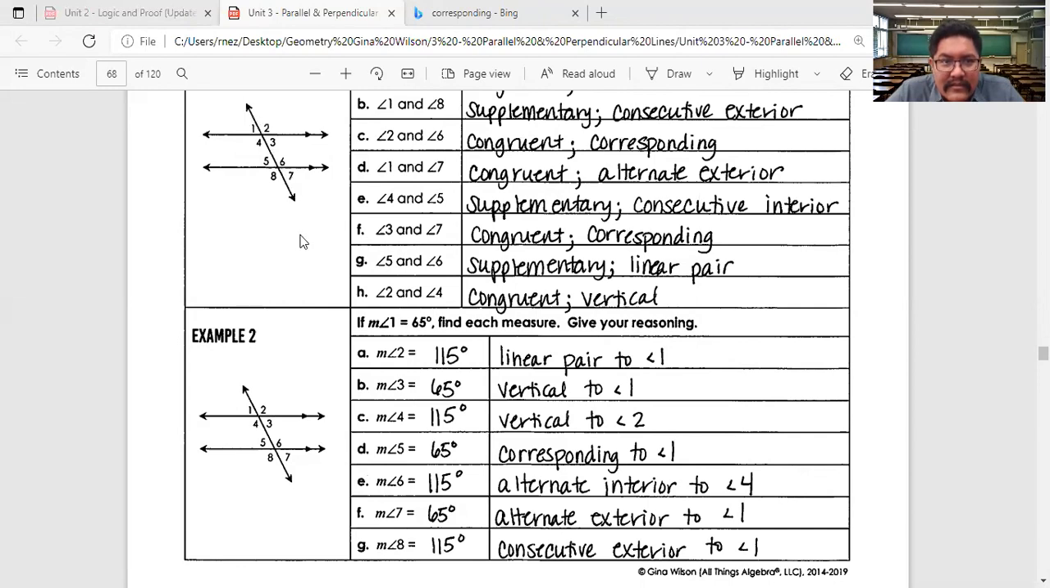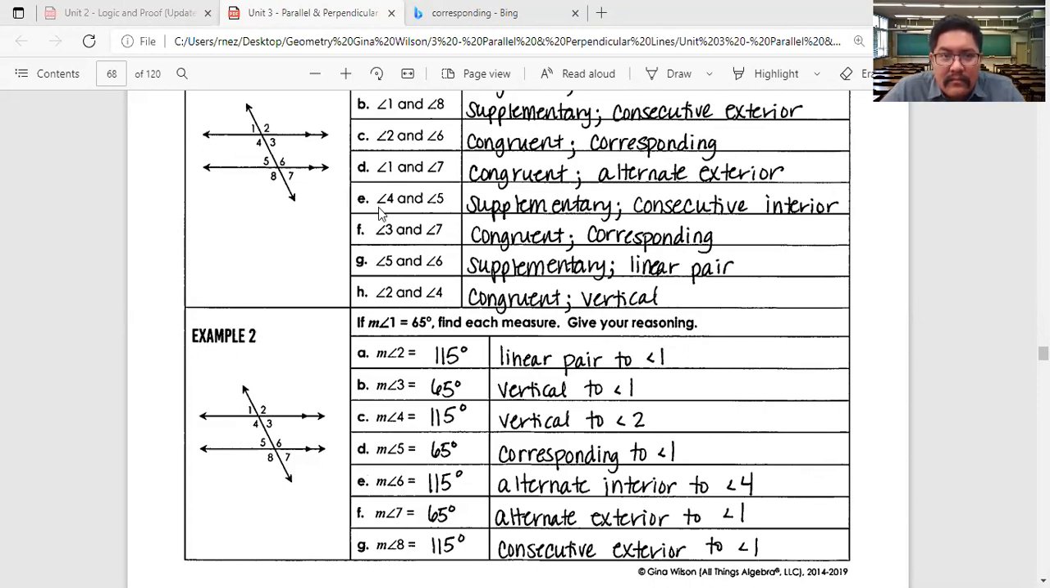Alternate exterior, so I have my line that comes over here. Alternate, again, means they're on the opposite sides. So 1 is on the left, 7 is on the right. So that would mean that they are alternate. And then exterior: if we imagine this area is the inside, well, they would be on the outside now. So that would be alternate exterior.